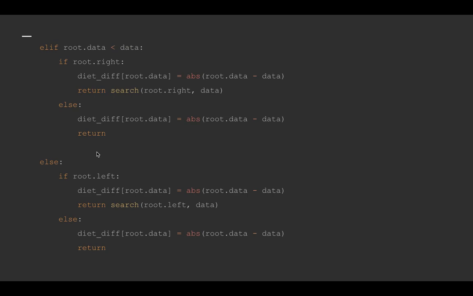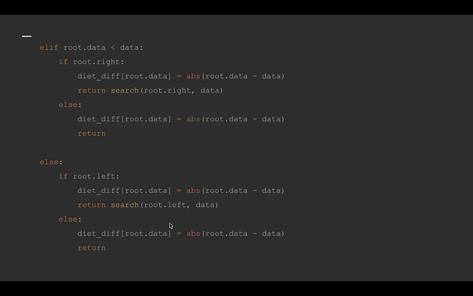Okay, now in the else part we are checking the same thing for the left part. If there exists a left subtree of the root, then we are storing the key value pairs, and again we are recursively calling the search function on the left part of the root with the same data that we are searching. Else we are doing the same thing. We are storing the key value pairs in the dict diff dictionary, and we are returning from this function.